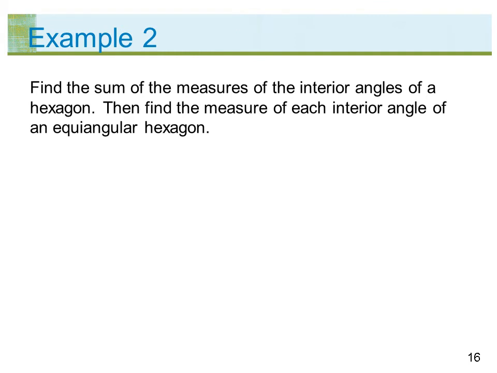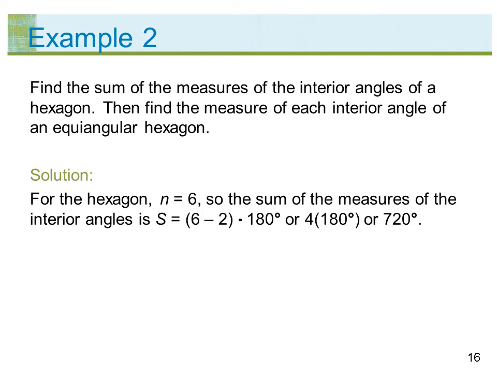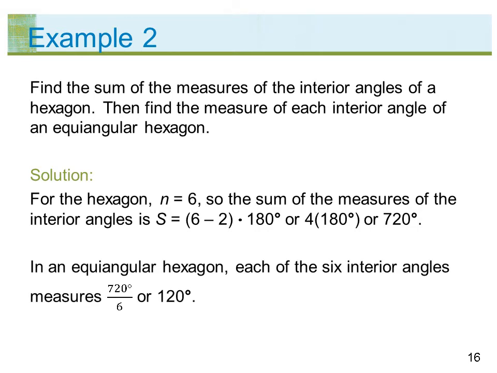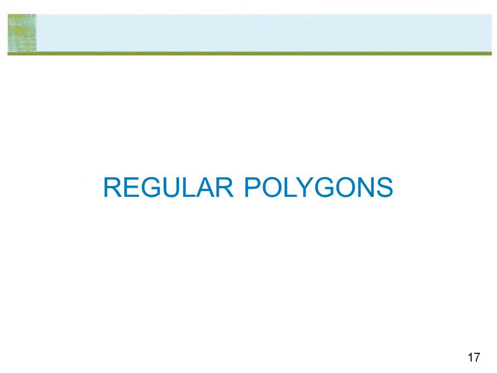Find the sum of the measures of the interior angles of a hexagon. Then find the measure of each interior angle of an equiangular hexagon. Solution. For the hexagon, n equals 6, so the sum of the measures of the interior angles is S equals 6 minus 2 times 180 degrees, or 4 times 180 degrees, or 720 degrees. In an equiangular hexagon, each of the 6 interior angles measures 720 degrees divided by 6, or 120 degrees.